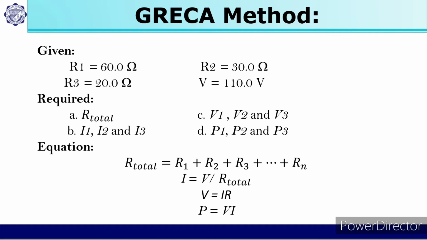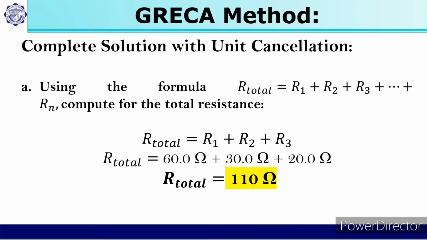For the different equations, we will use the following. For the total resistance, it is equivalent to the summation of individual resistance for series connection. For the current, it is voltage divided by the total resistance. For the individual voltage, it is equivalent to current multiplied by the resistance, and for the power, it is equivalent to the product of voltage and electric current. Let us proceed to the complete solution with unit cancellation.